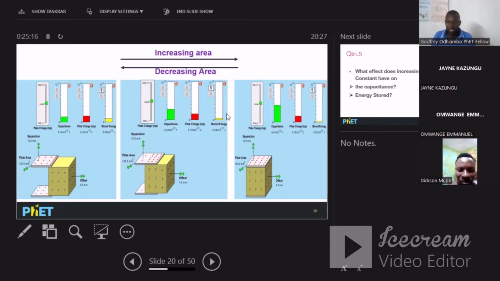Not even the area, the area of overlap is maximum. So therefore, the capacitance is 0.44 times 10 power negative 12 farads. So the student is able to differentiate between the three scenarios. And according to the slide given, the area is increasing from left to right and reducing from right to left.